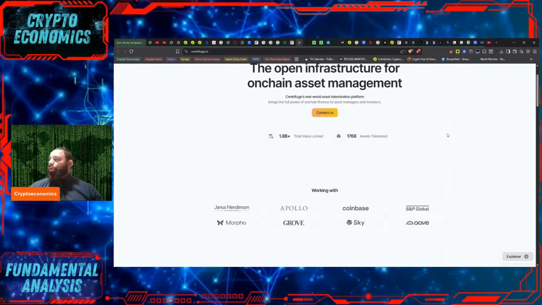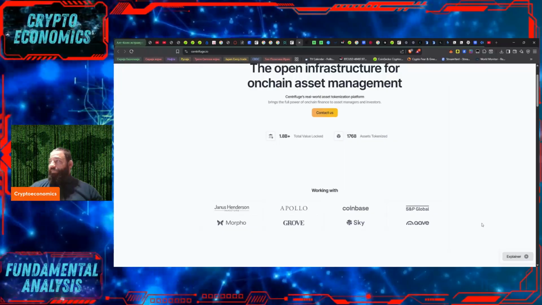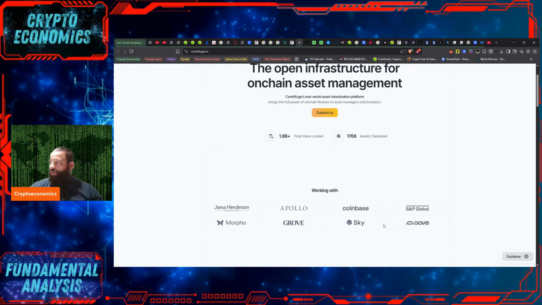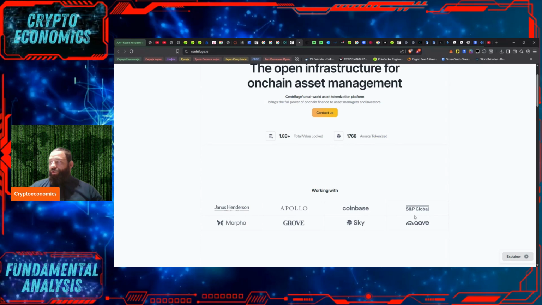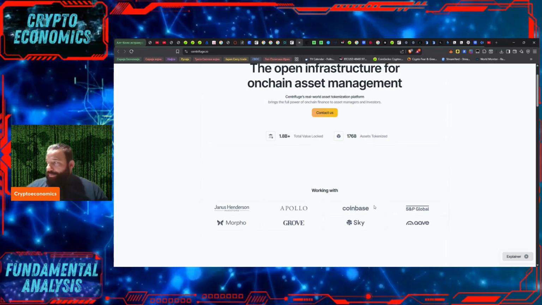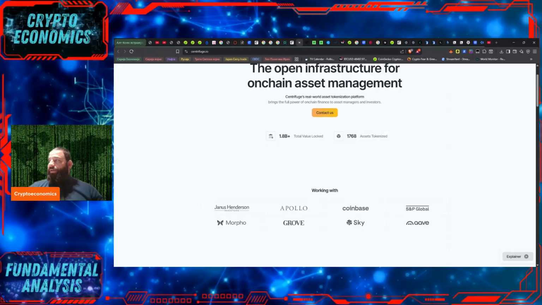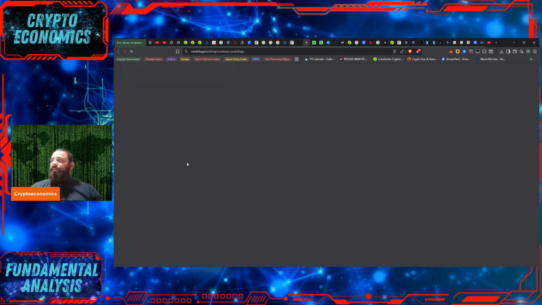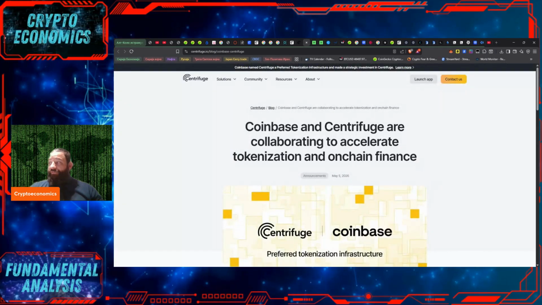Also, we can see that they have some very nice partners, like Aave, the largest lending and borrowing protocol, Sky, Morpho, which are the DeFi part of the blockchain, S&P Global, which, as we know, is the company behind the S&P 500 index, Coinbase, one of the biggest centralized exchanges in the world, etc., etc. So there are some great names behind this project, although the project is very small.